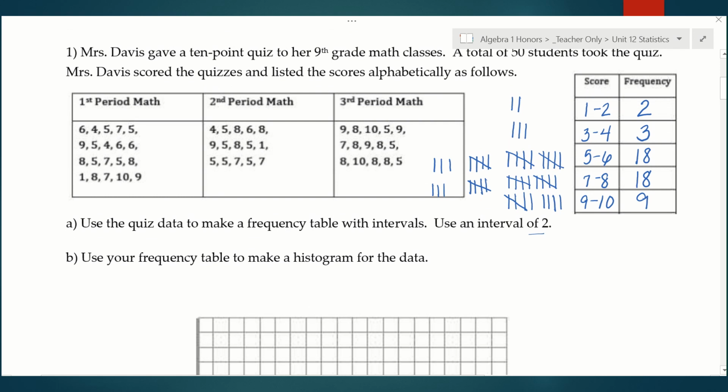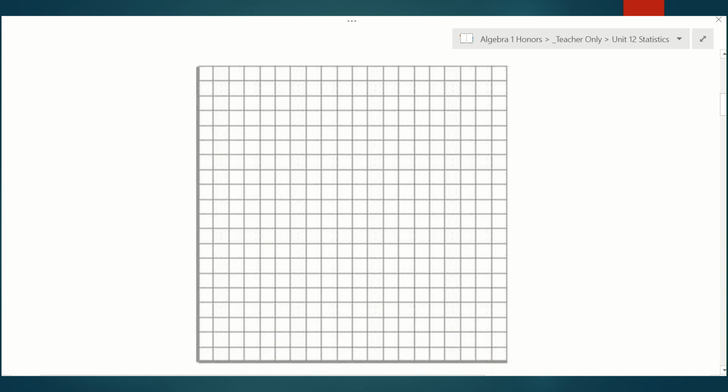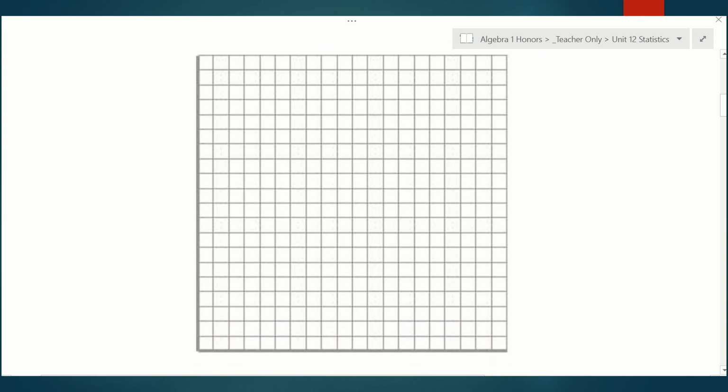In a histogram, your frequency should always be your y-axis, okay? And your intervals should always be your x-axis. So I'm going to start with my y-axis, and you can write frequency as your label. I'm actually going to put number of students just because it's more specific. So this is how many students scored between whatever interval I'm giving you.